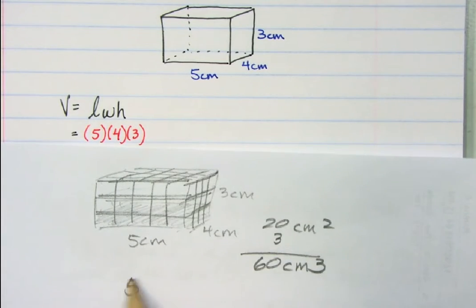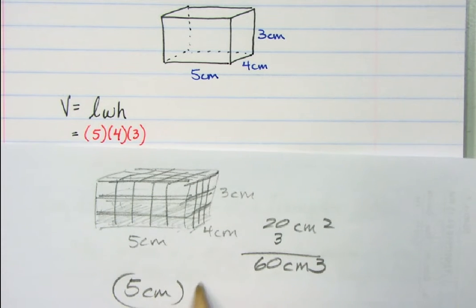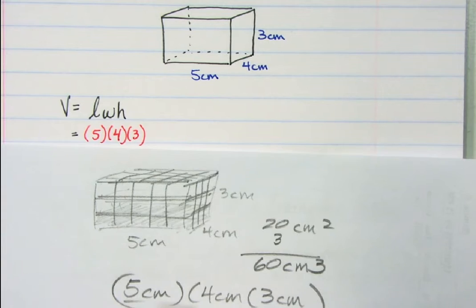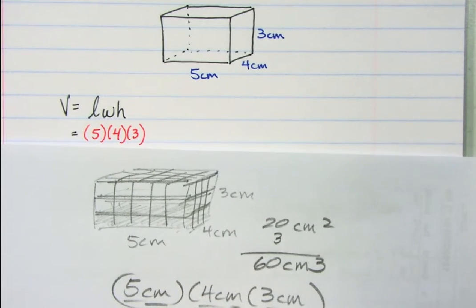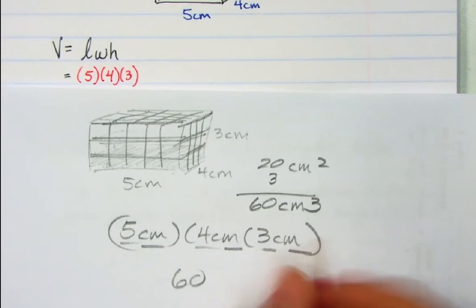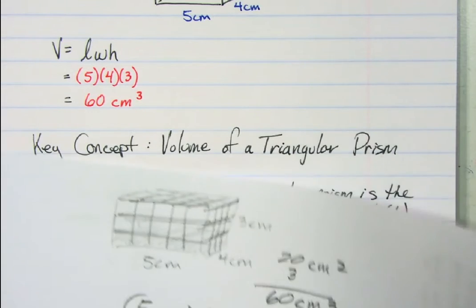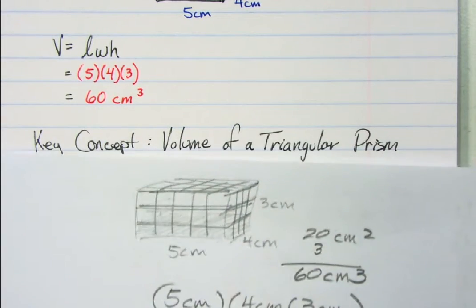This time it's cubed, 3-dimensional, because really what you're doing is you're taking 5 centimeters, times 4 centimeters, and then times 3 centimeters. So the number portion is 60, and then the units give me centimeters cubed. It's a 3-dimensional shape, different from our 2-dimensional shapes. So there was the answer right there.